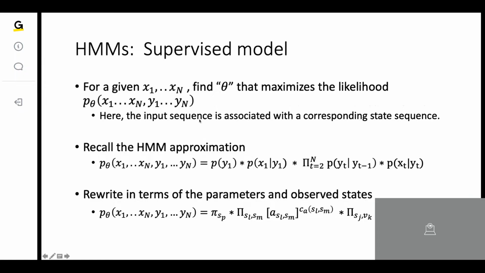Let's first consider the supervised approach. In supervised training, we have access to the labeled data, so the input sequence is associated with the corresponding state sequence. Recall that the joint distribution is expressed in this form by factorizing it in terms of the initial probability, transition probabilities, and then emission probabilities.